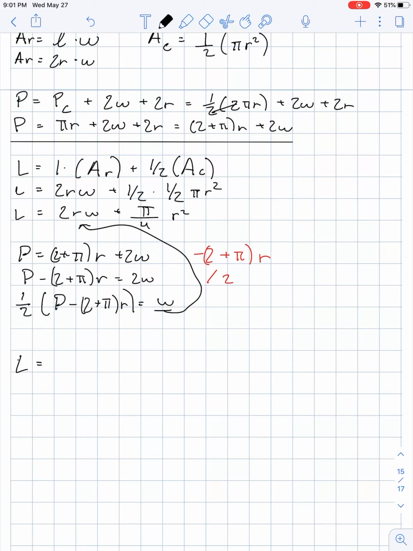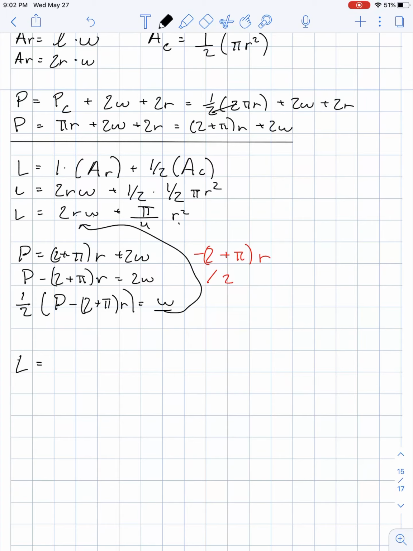Because I want to get L in terms of all one variable. You could have chosen to solve for R. I just like to solve for W because it seems a little bit easier, since there's only one W versus an R here and technically two R's right there because it's squared.